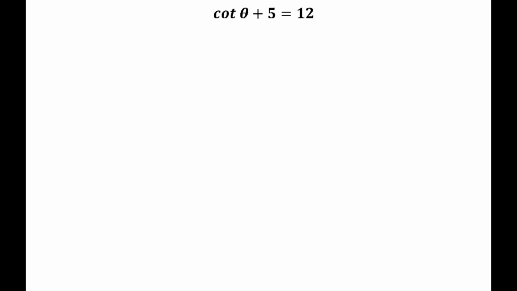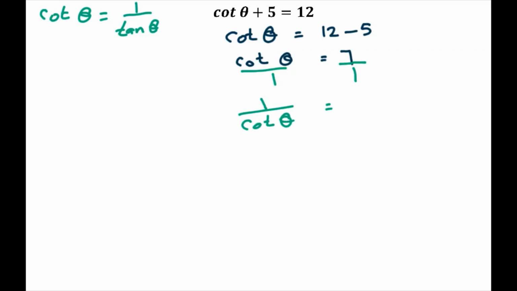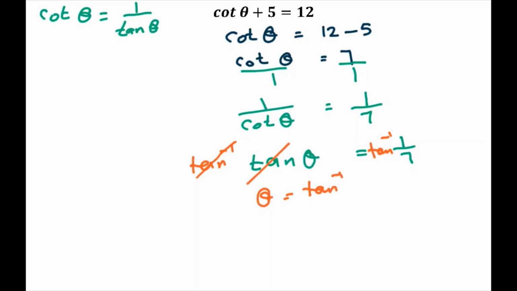Now, what about cotangent theta plus 5 equals 12? You are going to move the 5, and cotangent theta will be 7. Now you can take cotangent inverse of both sides, but you don't have cotangent on your calculator. Instead, we know that cotangent is 1 over tangent, the reciprocal of tangent. So you can take the reciprocal of both sides. If you flip both, you will get 1 over cotangent equals 1 over 7. And 1 over cotangent is basically tangent. Now you can take tangent inverse, so theta is equal to tangent inverse of 1 over 7.